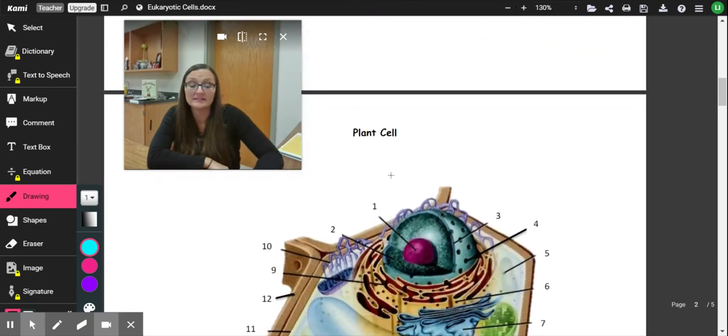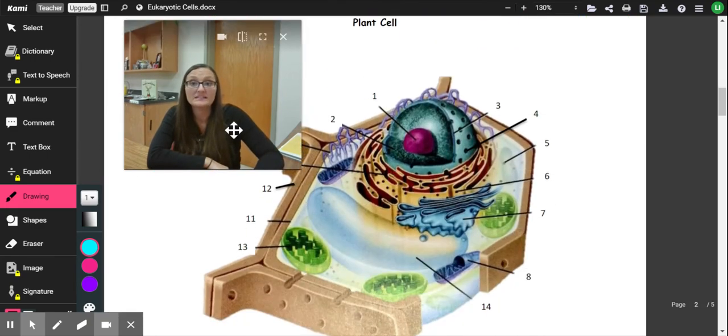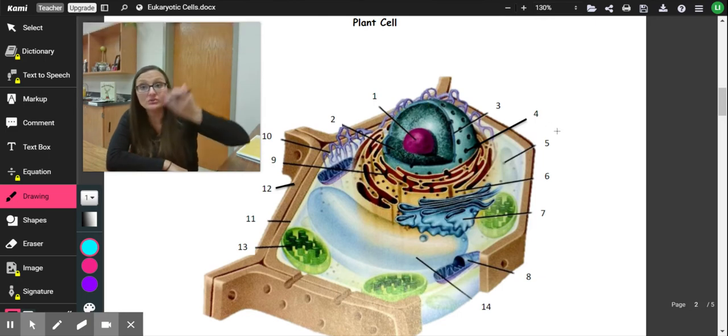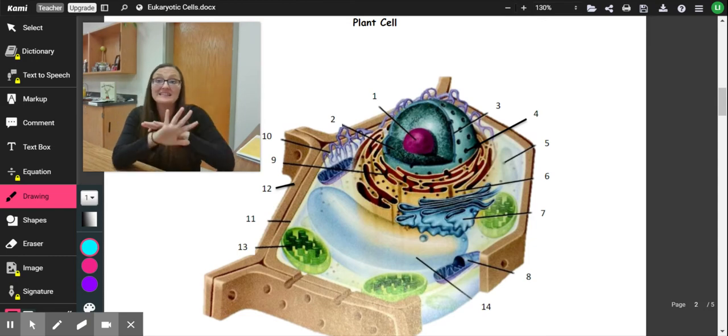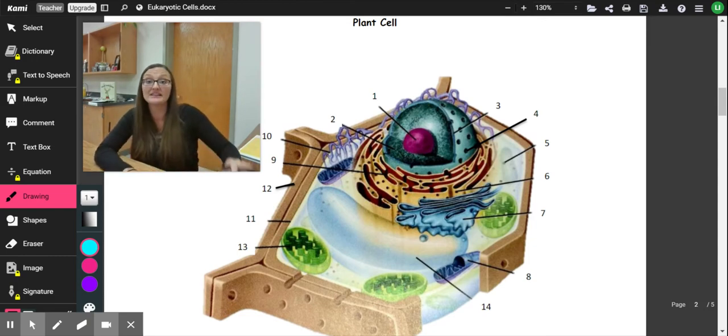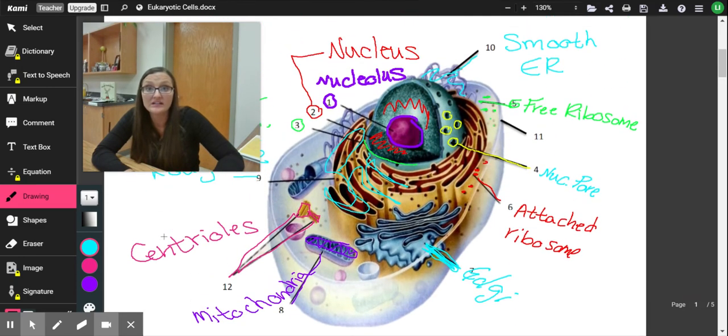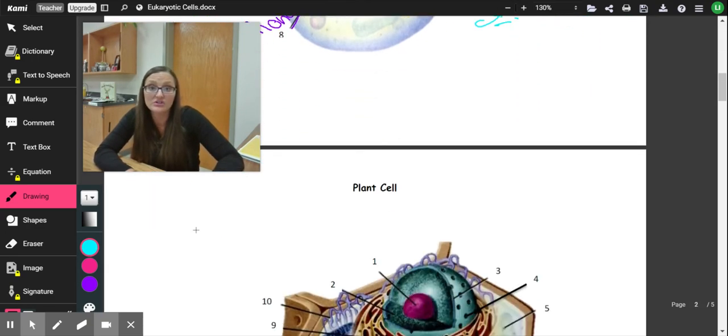Moving on to plants. Okay, so in plant cells, most of them are identical to the ones that are in animal cells. So I'm only going to label the different pieces that animal cells do not have. Okay, so let's see some obvious differences here. It's a different shape, right? Animal cells tend to be circular in nature. They're not perfect little circles like a lot of graphics try to make them out to be, but they're circular-ish.